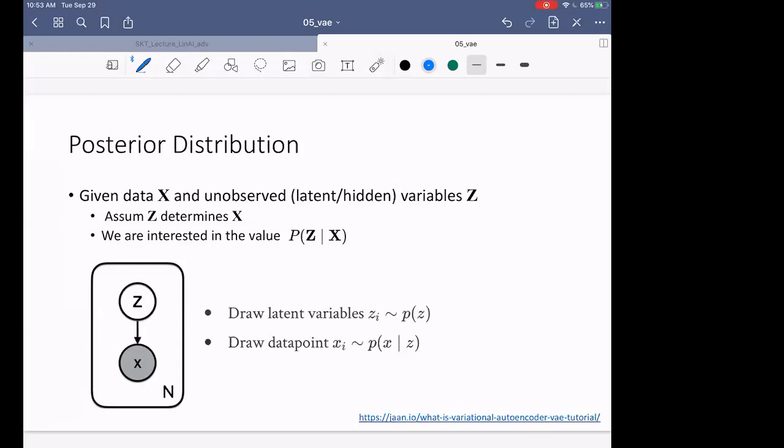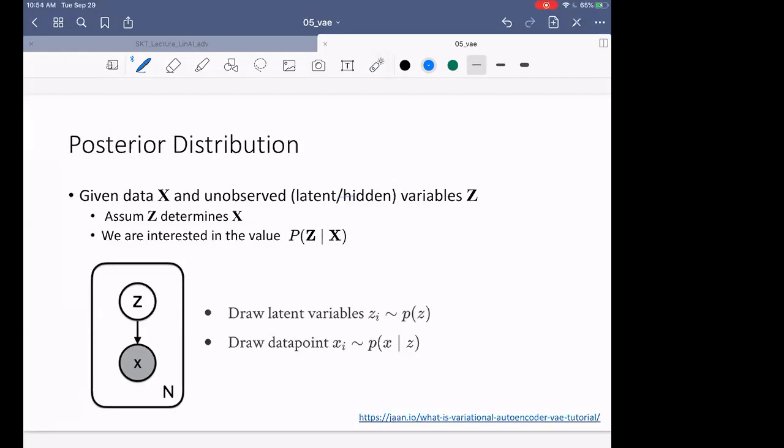Yeah, it's probabilistic models basically. So given data X and unobserved, or latent, or sometimes hidden, I mean, they're the same thing. Latent variable, hidden variable, unobserved variable, they're all the same thing. So given data X, which is observable, and unobservable Z, we're going to assume that the Z determines X. So X is coming from the Z.